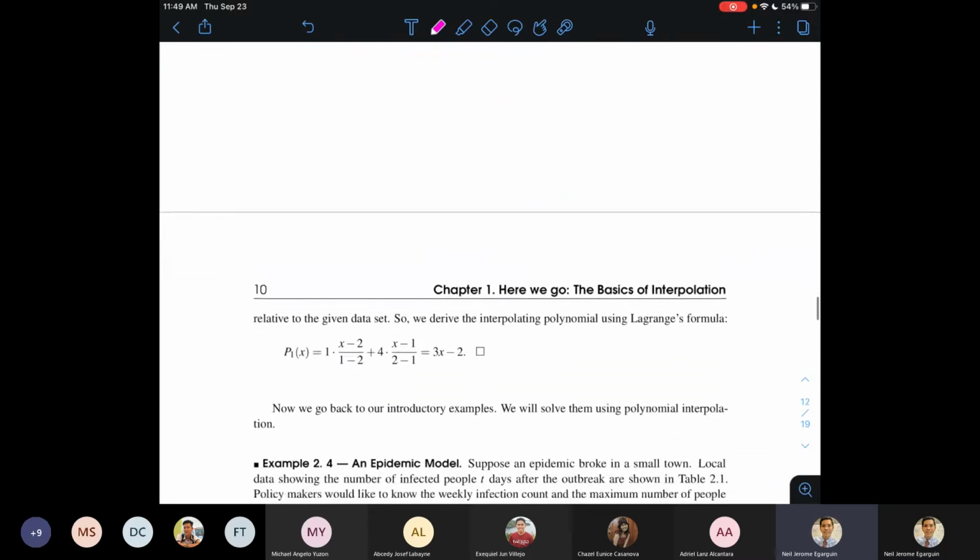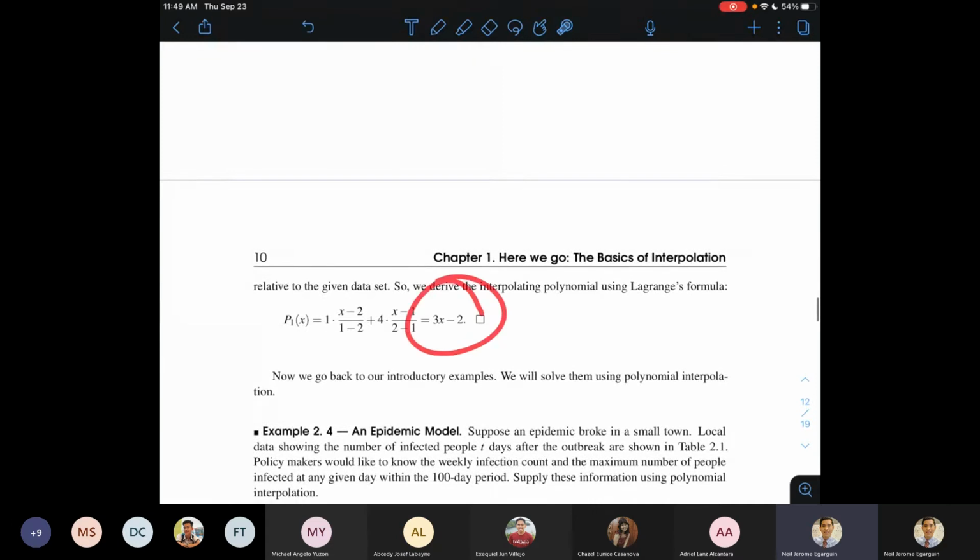Okay, let me see. Yeah, that's right. That's 3x minus 2. Okay. So questions before I proceed to the next part of the discussion? So pag sa problem set pa, pinagmano-mano kayo ng Lagrange interpolating polynomial, you can do it? Kaya po, sir. Okay, thank you, hopefully.